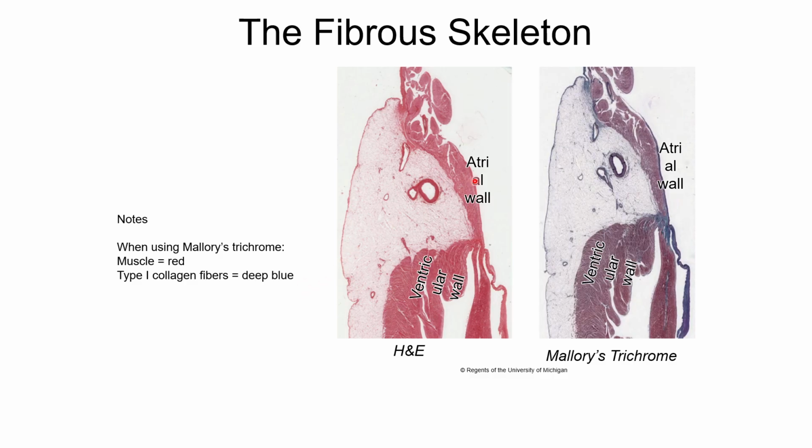So this is another view of the fibrous skeleton of the heart using the H&E, hematoxylin and eosin, routine stain, or using a special stain for muscle, that is a trichrome stain, which is Mallory or any other. Here it is Mallory, where the muscle looks red and the connective tissue looks blue. In general, connective tissue is blue.